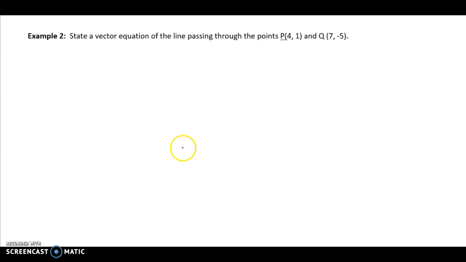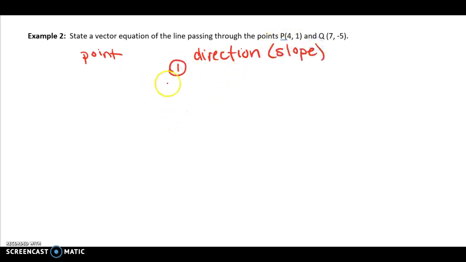So we have to become comfortable to see where the zeros are and what line that makes it then be. All right, so for example 2, the question is asking us to state a vector equation of the line passing through the points P(4, 1) and Q(7, negative 5). And when completing a vector equation, you have to keep in mind that we need two pieces to the equation. We need a point and we need a direction. So the first thing we want to figure out is the direction, aka your slope, which is equivalent to the direction vector PQ.